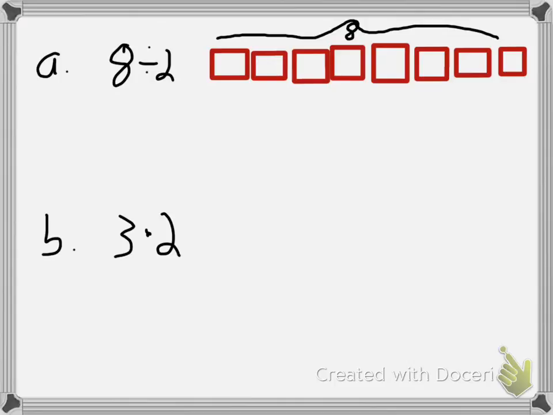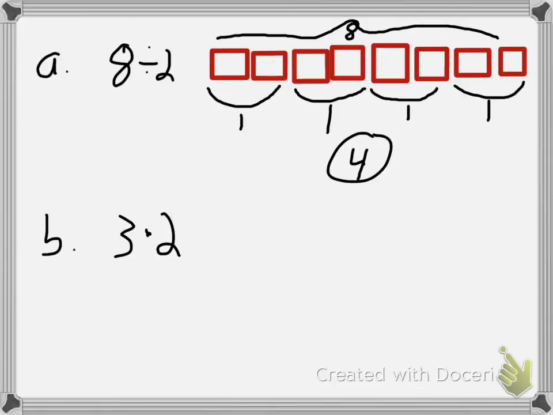Okay? Now, because I'm dividing it by 2, I am going to break these 8 into groups of 2. So here's a group of 2, here's a group of 2, here's a group of 2, here's a group of 2. So one group of 2, one group of 2, one group of 2, one group of 2, which gives me a total of 4 groups of 2.